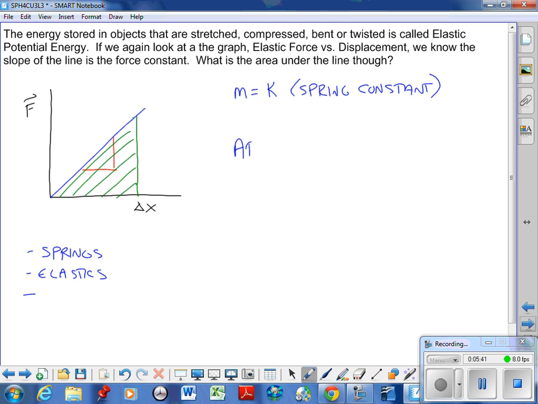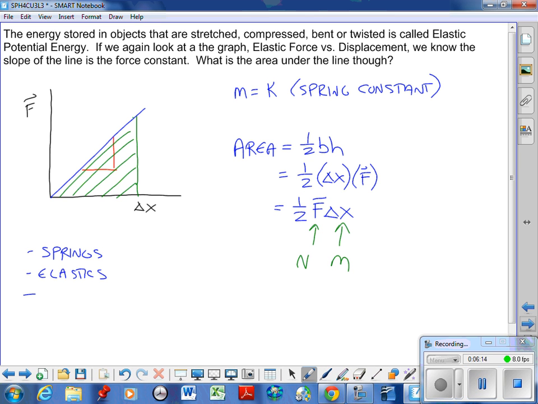Well, let's take a quick peek here. So area equals 1/2 base times height. All right, it's just the area of a triangle. So 1/2, our base is going to be delta x, and our height is going to be force. So that means we have 1/2 F delta x. Well, I know this is in newtons. I know delta x is in meters. Newtons times meters gives us joules.